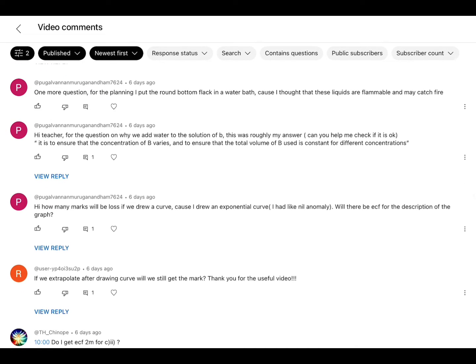So for planning, I put a round bottom flask in a water bath. That is the ideal setup. Reason being, we are separating a mixture of liquids, and there are organic liquids in there. Organic compounds are all flammable. So it will be ideal to use a water bath to heat the mixture instead. So now looking at this comment, I would want to go back to change my answer into a round bottom flask in a water bath.